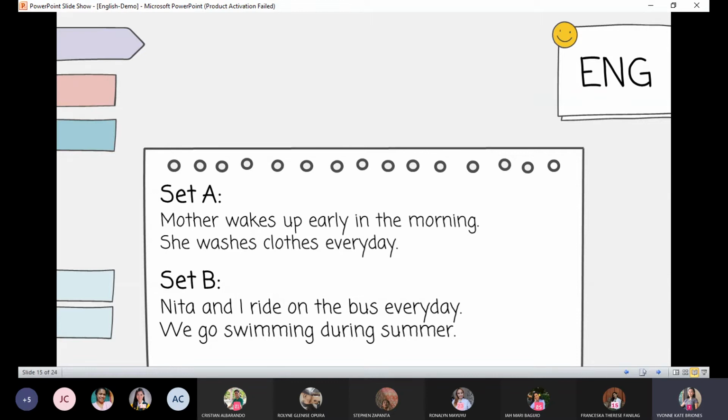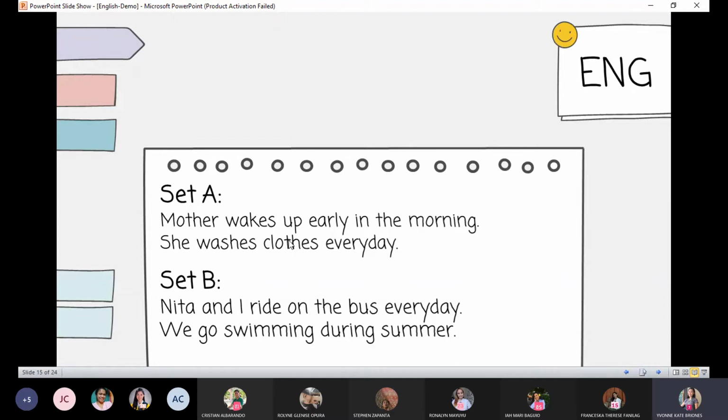What is the verb in the first sentence of set A? Again, what is the verb used in the first sentence of set A? Teacher, what is it again, teacher? What is the verb used in the first sentence of set A here? Wake, teacher. Very good. How about the second sentence of set A? What is the verb used? Washes, teacher. Very good, children.